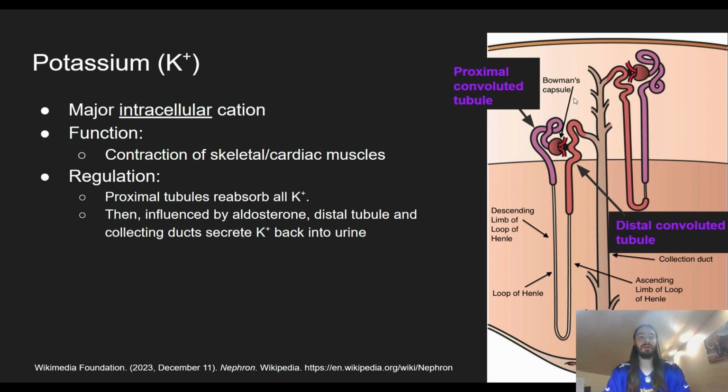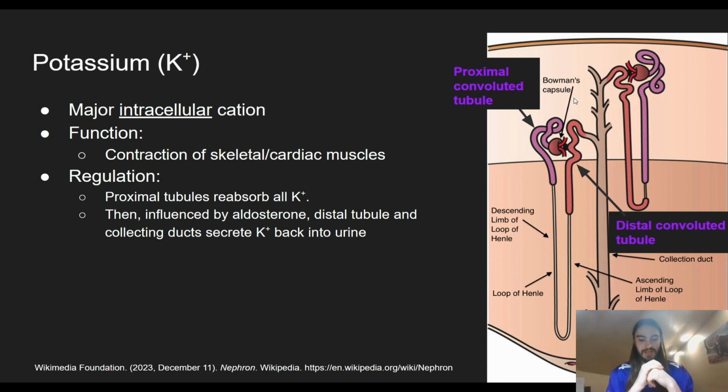Okay, potassium. Potassium is the major intracellular cation. So you remember the sodium potassium pump? That's pumping potassium into the cell, so that is where the concentration of potassium is. But potassium has all kinds of functions. One of the main ones is contraction of skeletal and cardiac muscles.